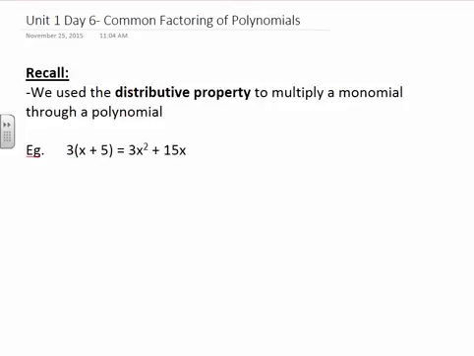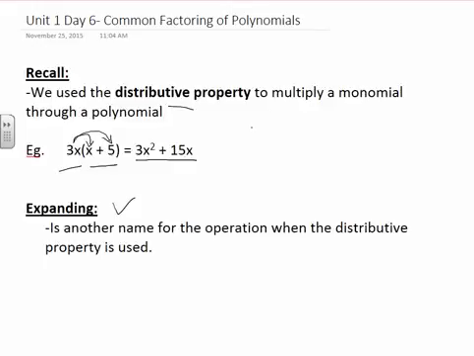Today we are learning about the common factoring of polynomials. Let's recall that we use the distributive property to multiply a monomial through a polynomial. In the example we have here, you can see that we have a monomial out front and a polynomial in the brackets. To get the answer, they used the distributive property by multiplying the 3x times each term within the brackets, and they got this final answer.